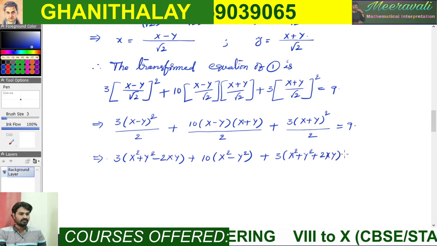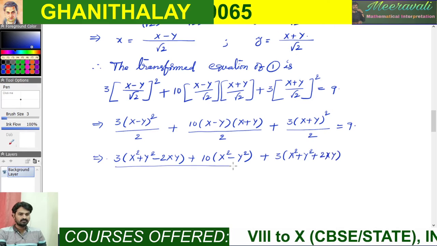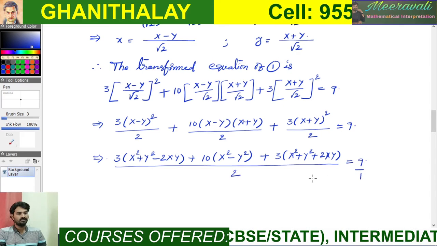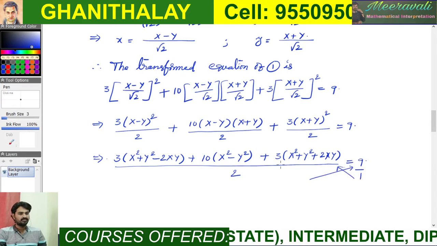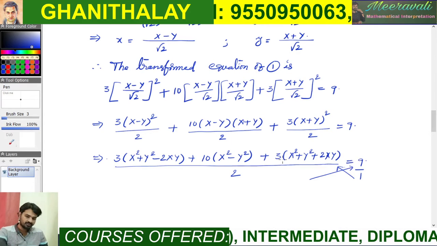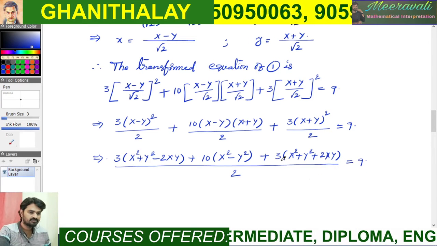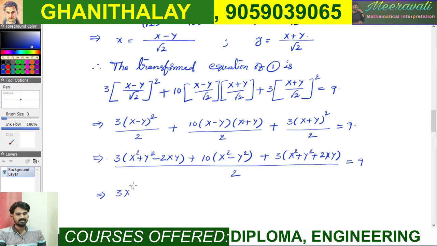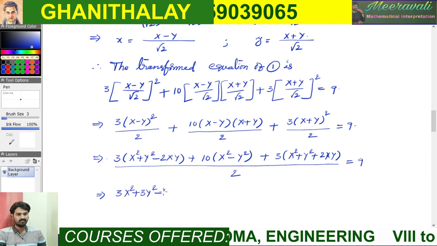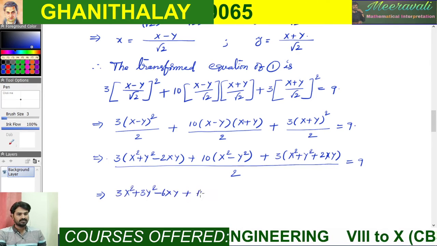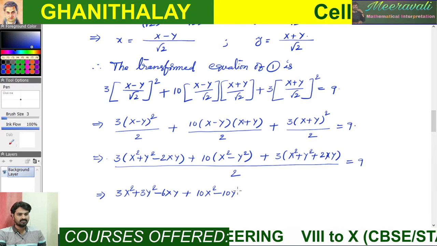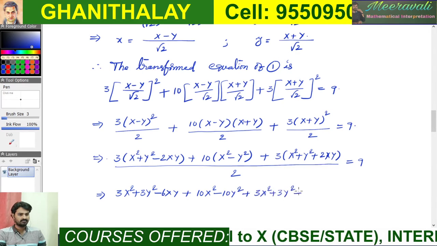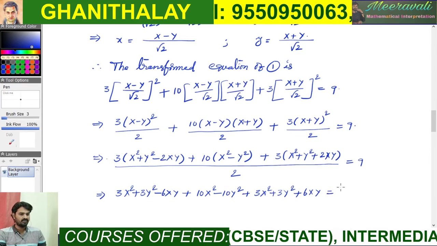Equal to 9. In the next step I am going to do the cross multiplication. So the left side over 2, and right hand side 2 into 9 is 18. Okay students, so now the numerator is 3x square plus 3y square minus 6xy plus 10x square minus 10y square plus 3x square plus 3y square plus 6xy is equal to 18.